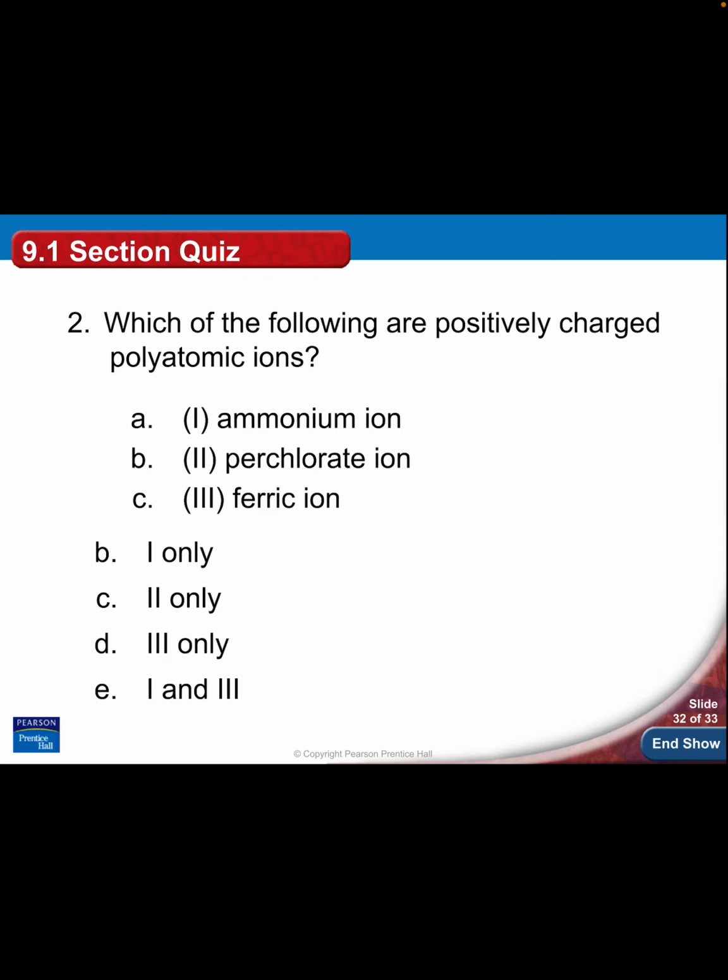Well, ammonium has a +1 charge, and has the formula NH4. Perchlorate is an anion, so it's negatively charged. You can look in that table to see that. And of course, the ferric ion, we would never use that term. We would say Fe Roman numeral 3. But it is not a polyatomic ion. It's just a simple iron, so the answer would be 1 only here.